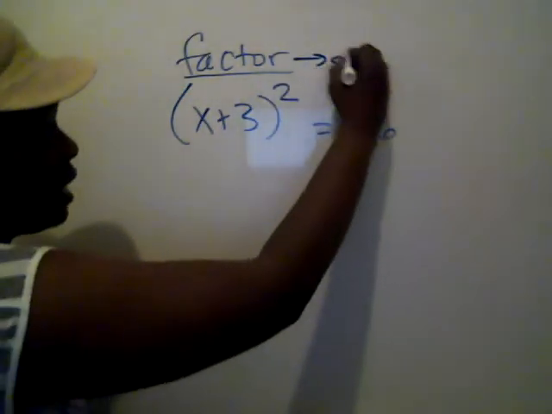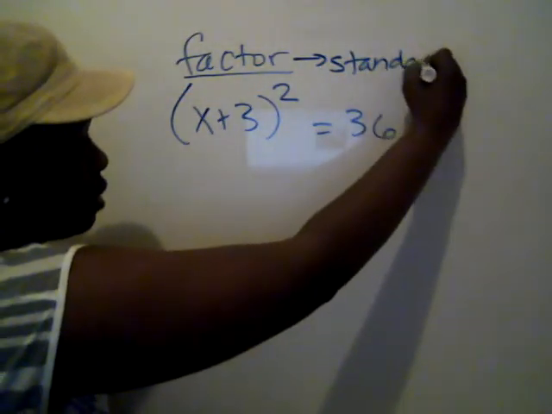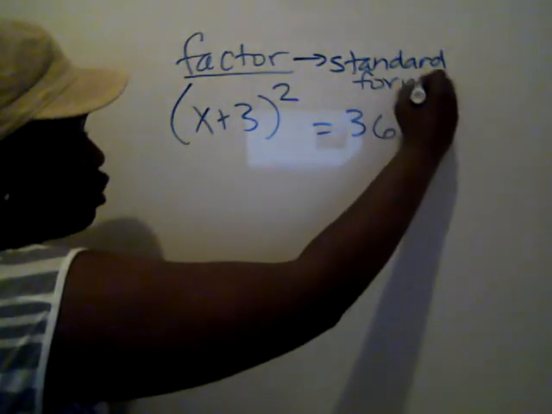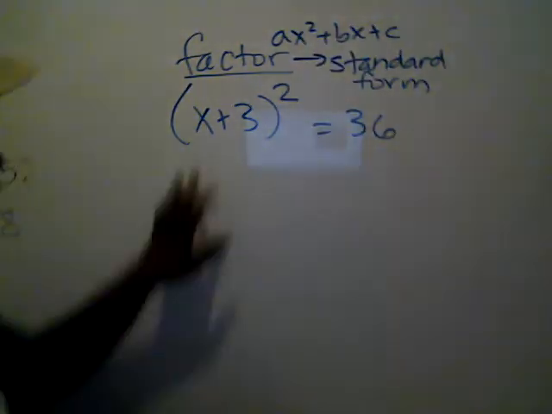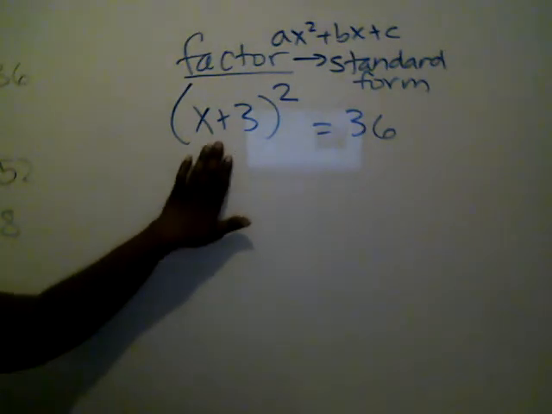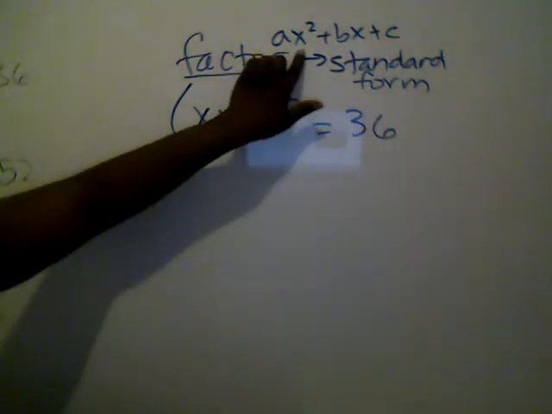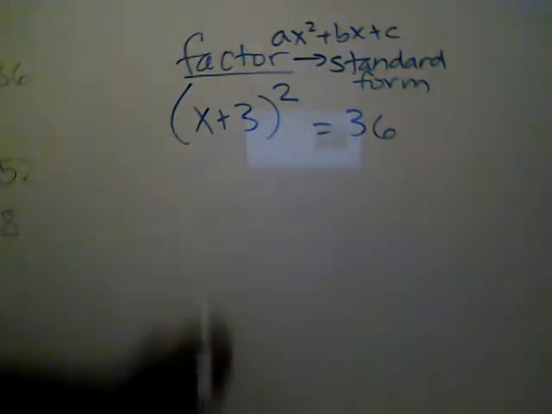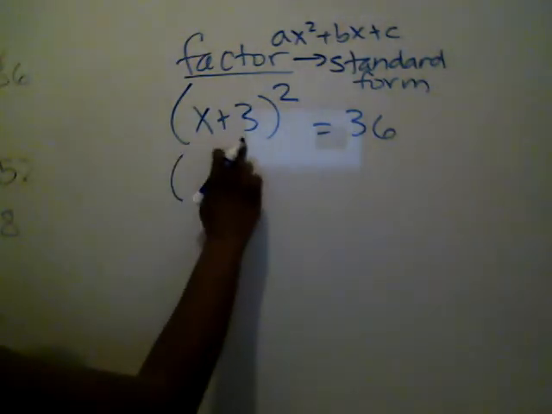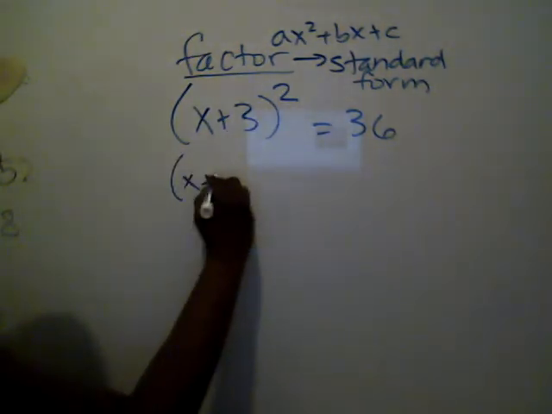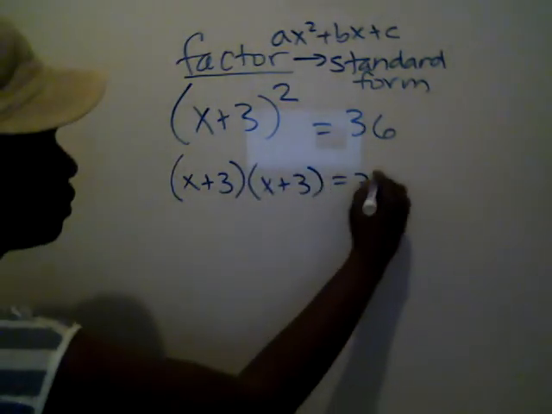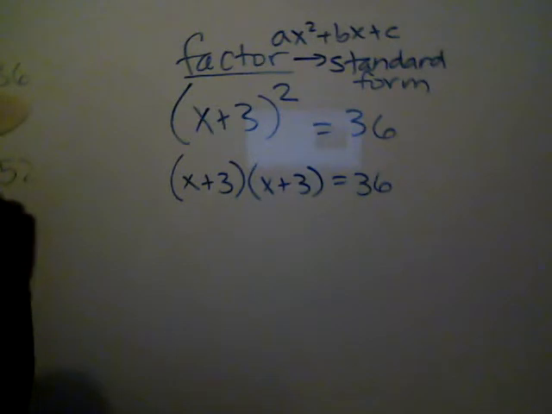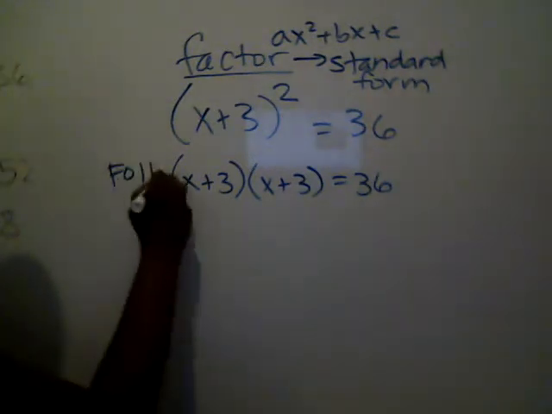Factoring always has to be in standard form, and we said standard form is ax squared plus bx plus c. Well, this right here is in vertex form. It's not in the right form. So we have to get it into standard form. The way that we do that, we're going to have to rewrite this. (x plus 3) squared is the same as saying we have (x plus 3) times another (x plus 3). Then from there, we're going to have to FOIL.